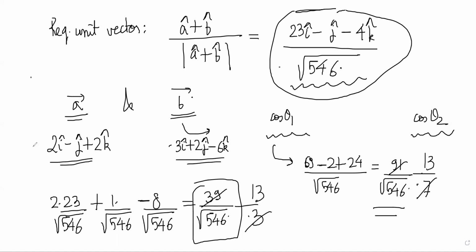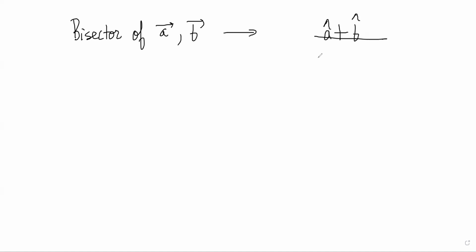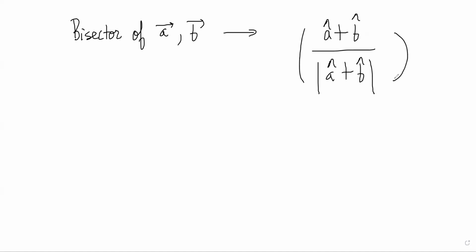So that shows us that our method of finding the bisector of any two vectors A and B will be along A vector plus B vector by mod of A vector plus B vector. This is the unit vector in the direction of the bisector, and this is going to be super important later. So you should definitely remember this result.